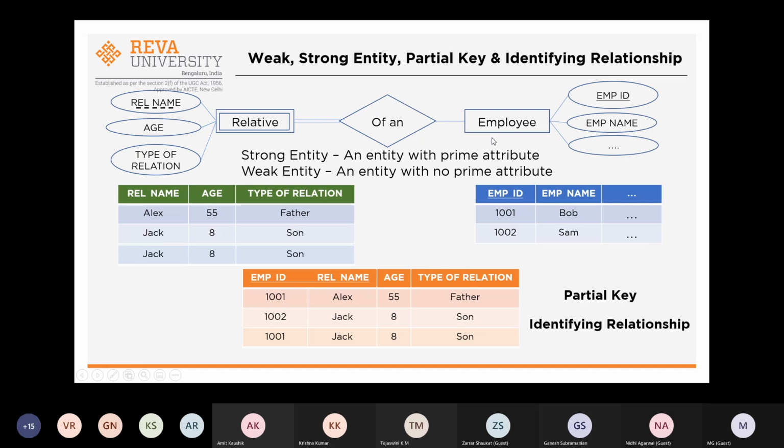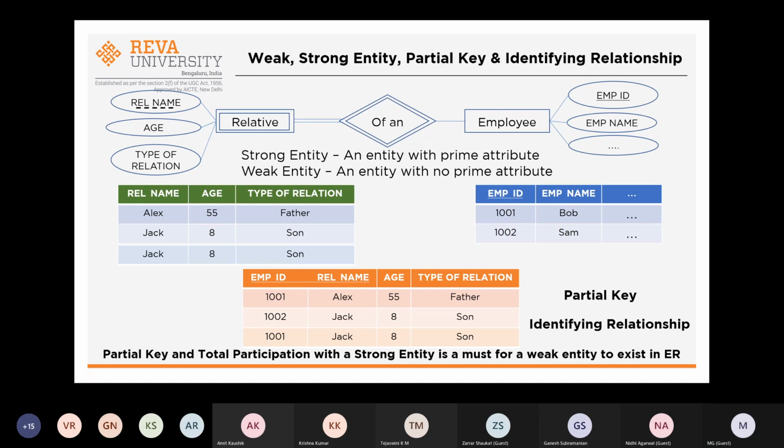And the definition of identifying relationship is: if a weak entity is in total participation with a strong entity in a relationship, then that relationship is called an identifying relationship. If a weak entity is in a relationship with a strong entity such that the weak entity is participating totally, then this relationship is called an identifying relationship. And it is represented by a double diamond. Clear? Thank you.